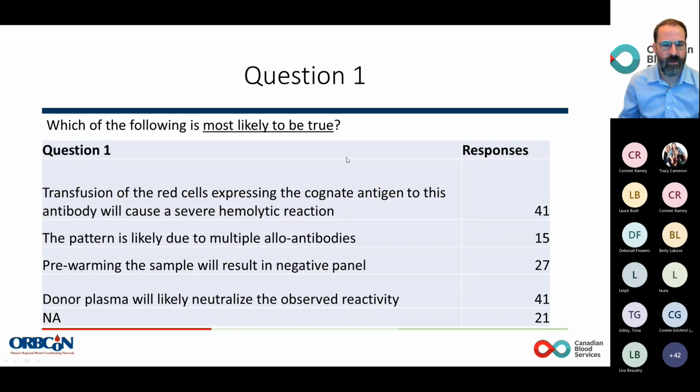In terms of responses we got, it was a pretty good mix of answers. It was almost evenly split between donor plasma neutralizing the observed reactivity and thinking the transfused red cells with whatever this antibody is reacting to will cause a severe hemolytic reaction. A few people thought pre-warming the sample might result in a negative panel, and some people thought the pattern is likely due to multiple alloantibodies.